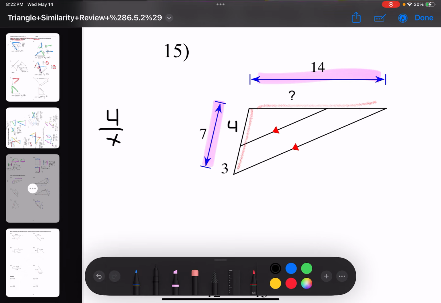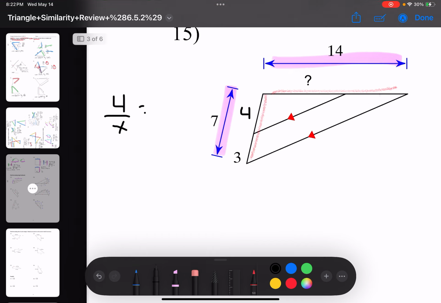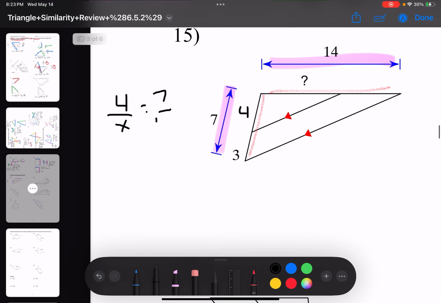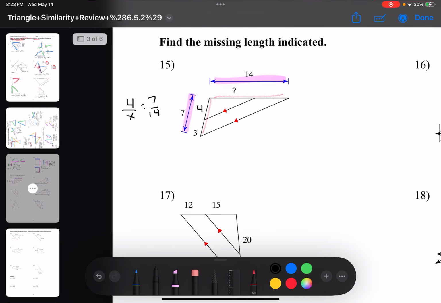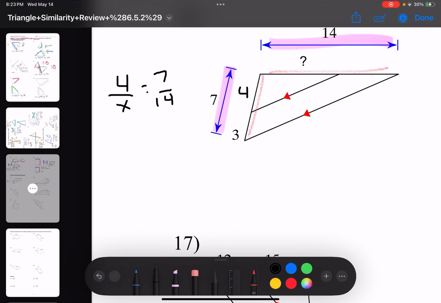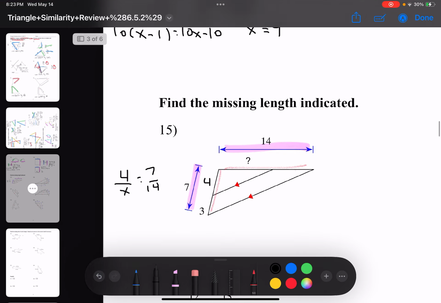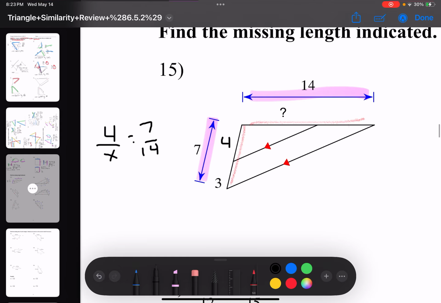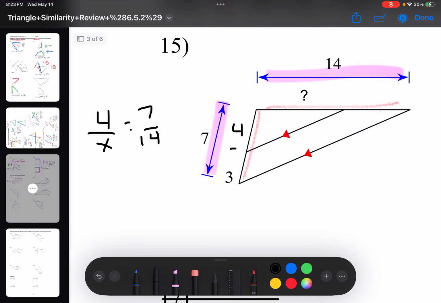But if you were to write question mark, they'd be like, why are you using question mark? Just use x, because that's the same thing. Same thing. So why wouldn't you just write it out as x? You know what I mean? Okay. Equals, and you're going to do 7 over 14. All the other stuff about big over small, that applies to other stuff other than finding the missing length indicated. Because you want the numbers to be in a row.